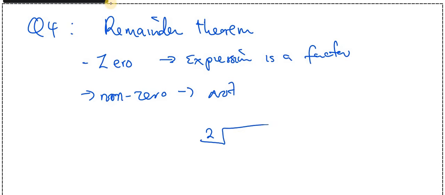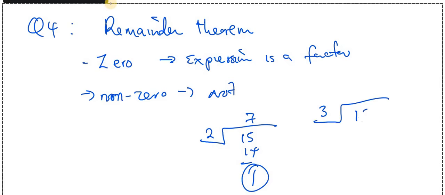If you have 2 in there, this is going to be 7, 14, and 1. So the remainder is 1. But if you use 3 in 15, this is simply going to give you a 0. So 3 is a factor of 15. In short, 15 can be written as 2 times 7 plus 1.